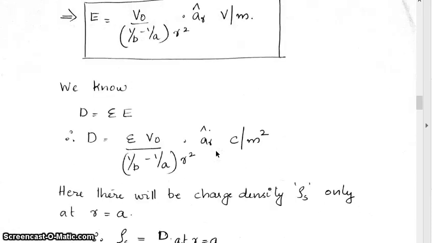Now if you know E, you can find out D. What is it? D is equal to epsilon E. Using that relation, you can find out D is equal to epsilon 0 V0 by (1 by B minus 1 by A) R square AR, that much coulomb per meter square.